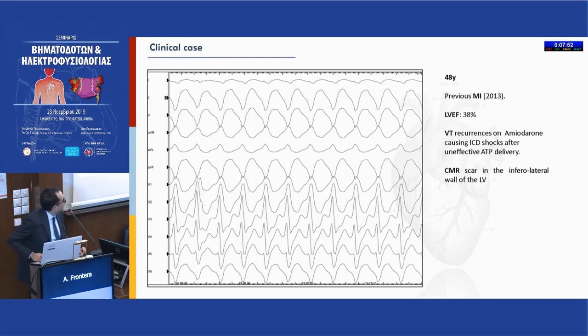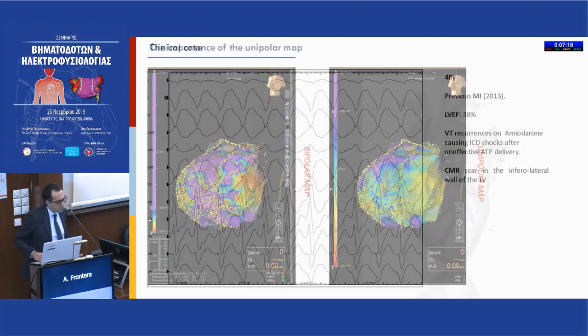So these are some cases I did together with Professor Della Bella. This is a patient, 48 years old, with myocardial infarction, ejection fraction 38%, and this patient had the VT despite amiodarone. You can tell here is a VT coming from the inferior wall. The QRS are negative in D2, D3, aVF, and the aVL is positive, so it's coming from the right to the left, and the precordial leads suggest it's coming from the medioventricular wall of the left ventricle.